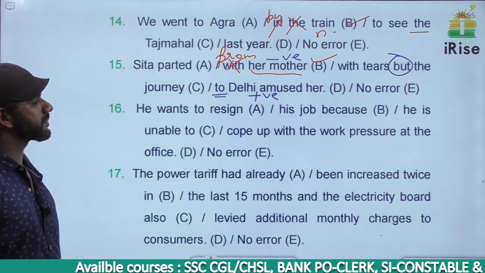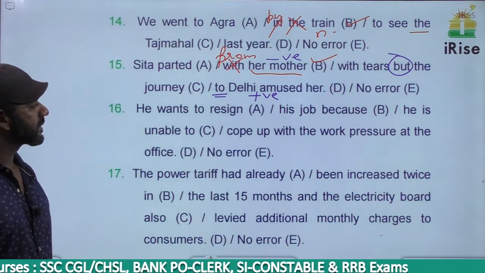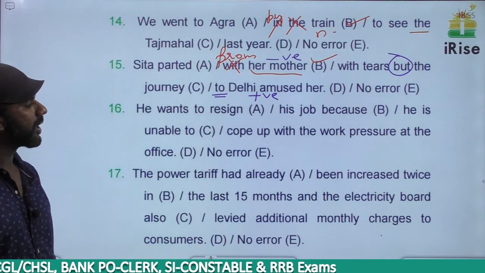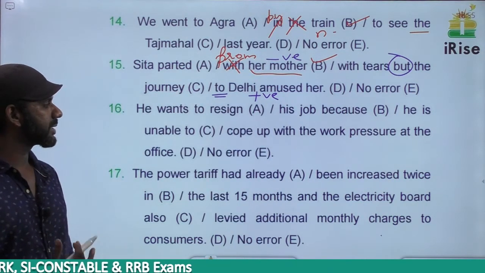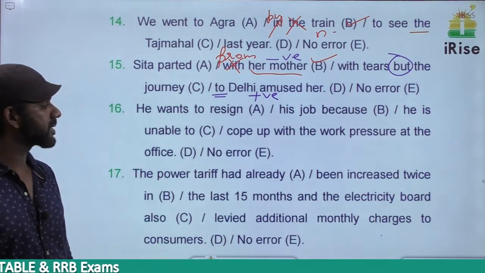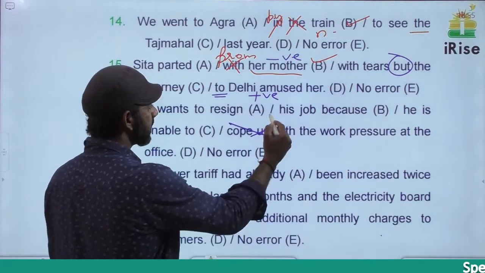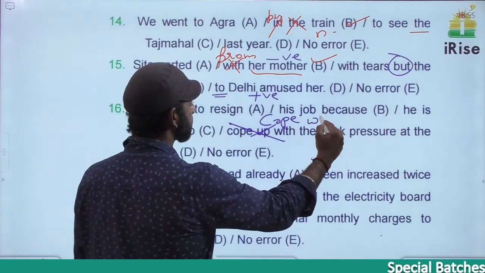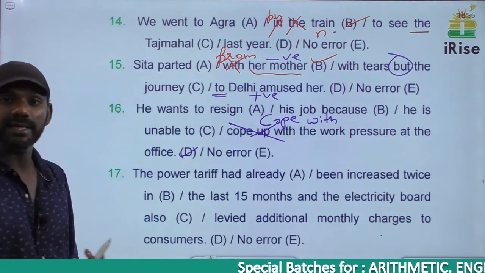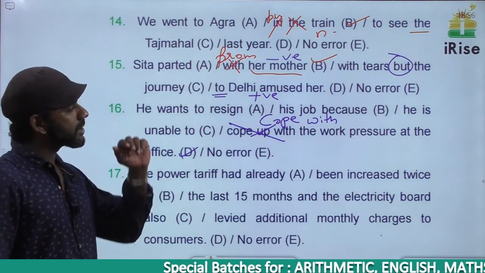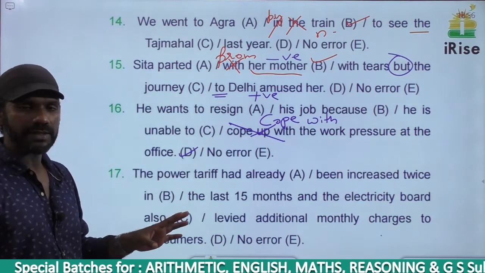Come to next one. He wants to resign his job because he is unable to cope up with the work pressure at the office. Cope up with is a wrong usage. It is just cope with. And cope with means to adjust, manage, get along, etc. He wants to resign his job, but is unable to cope with the work pressure at the office.